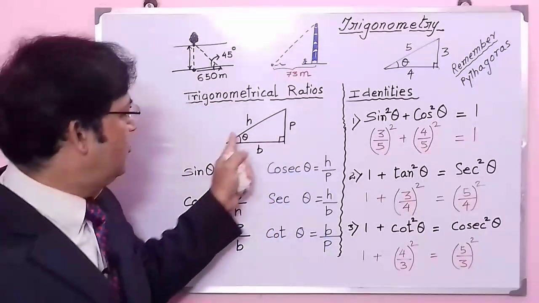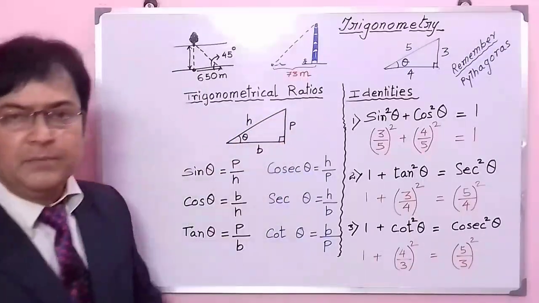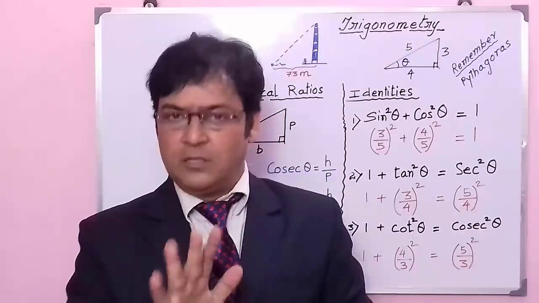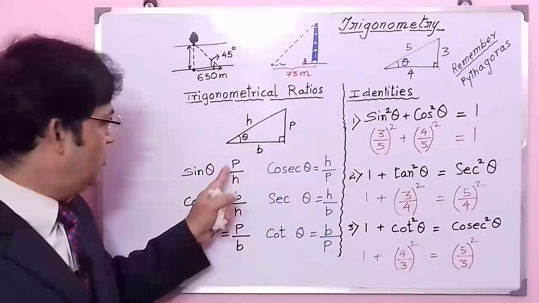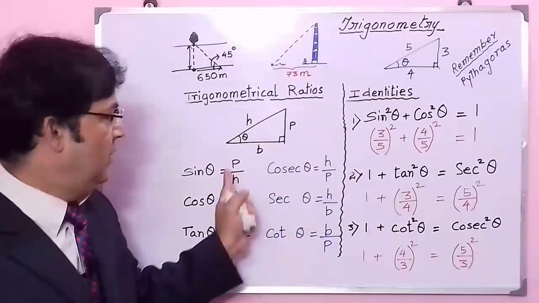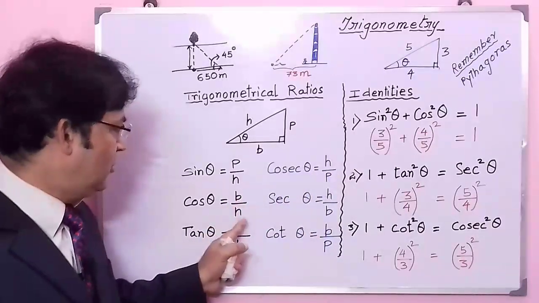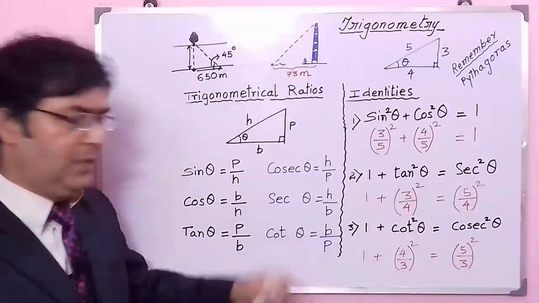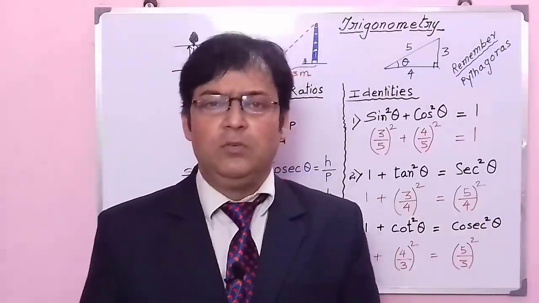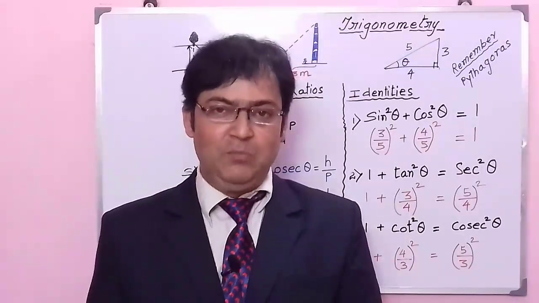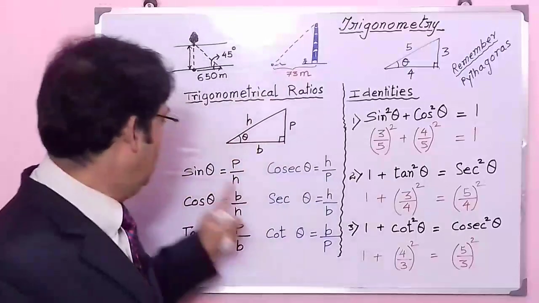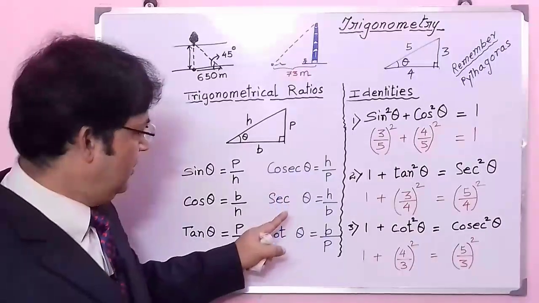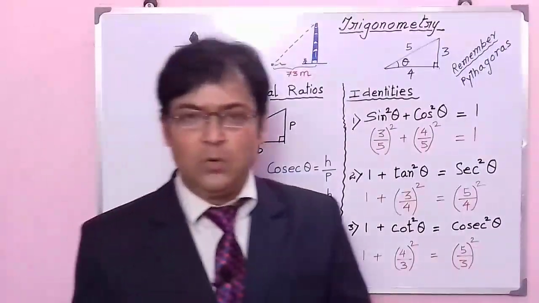Now, there are three sides, H, P and B. How many ratios are possible with these three sides? Six ratios. I have written six ratios. P by H, H by P, reciprocal of that. B by H, H by B, another reciprocal. P by B, B by P, another reciprocal. But it becomes difficult to remember in that way. That's why some names are given. What are these names? Sine, cosine, tangent, cosecant, secant and cotangent.